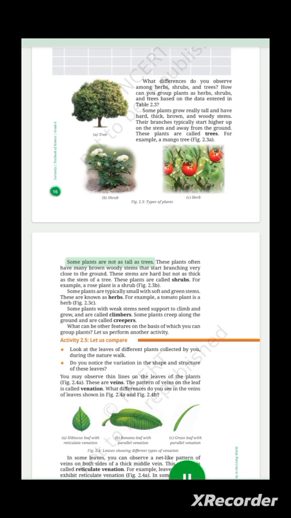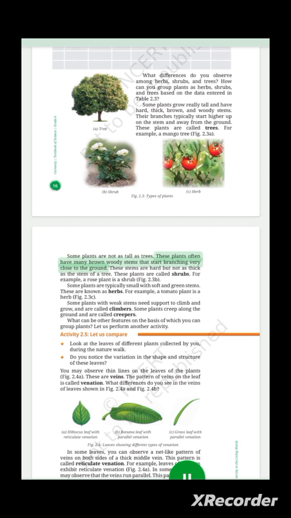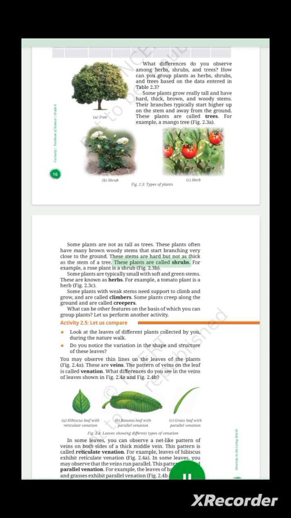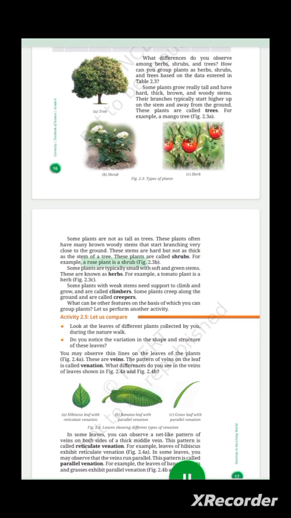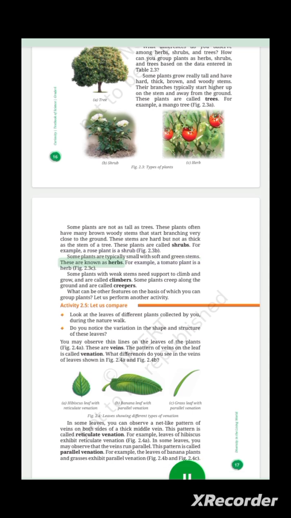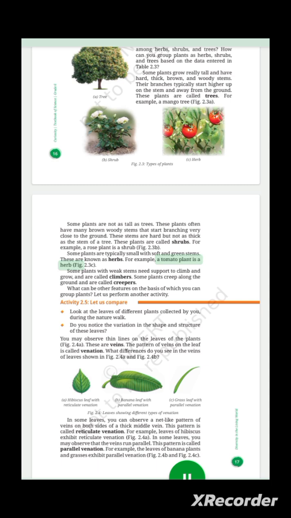All plants are not as tall as trees. These plants often have many brown woody stems that start branching very close to the ground. These stems are hard but not as thick as the stem of a tree. These plants are called shrubs. For example, a rose plant is a shrub Fig. 2.3b. Some plants are typically small with soft and green stems. These are known as herbs. For example, a tomato plant is a herb Fig.